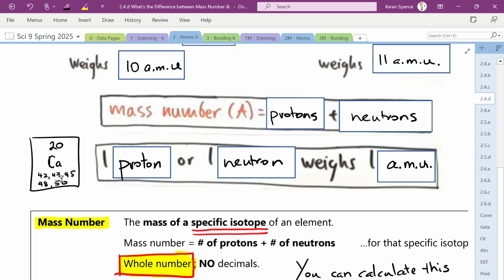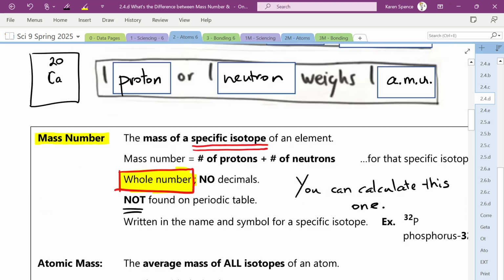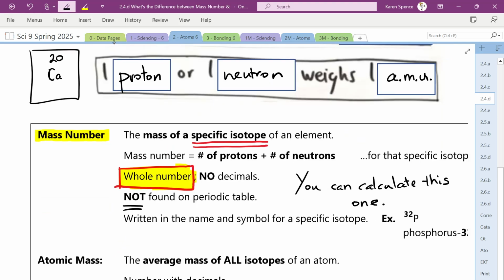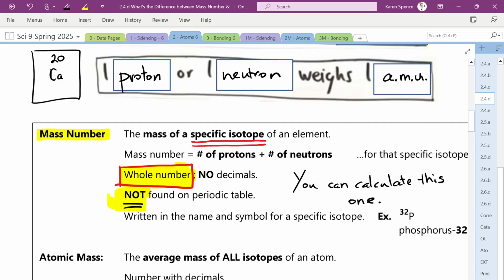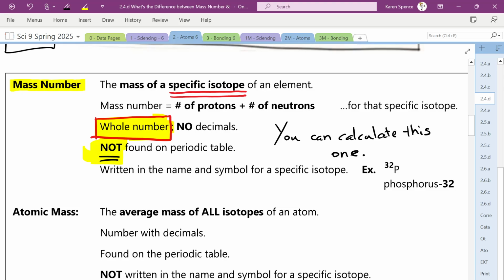It would be hard to read. And also, it's not very useful. Okay? So we don't write the mass number on the periodic table. So if you're asked to find mass number, it is not on the periodic table. Not. All right. Atomic mass, on the other hand, is the average mass of all the isotopes.